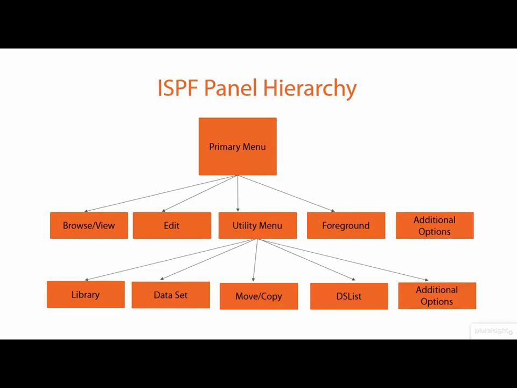ISPF is constructed as a hierarchy of panels. So we have our primary menu, and then we can select individual items from that menu. In turn, some of those items will lead us to other menus, which will then in turn lead us to other choices and other menu options. So as a result, we will often have menus within menus that will get us to the final destination of what function we're trying to perform.